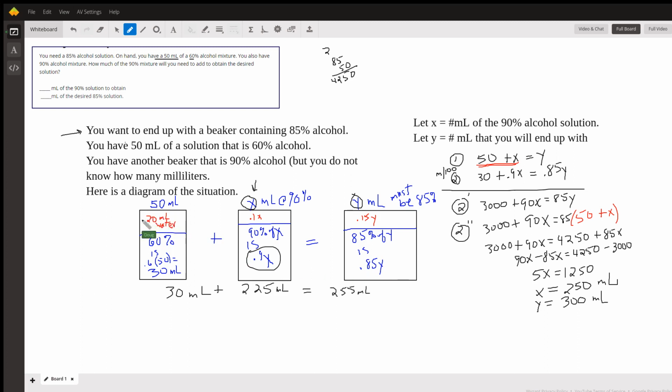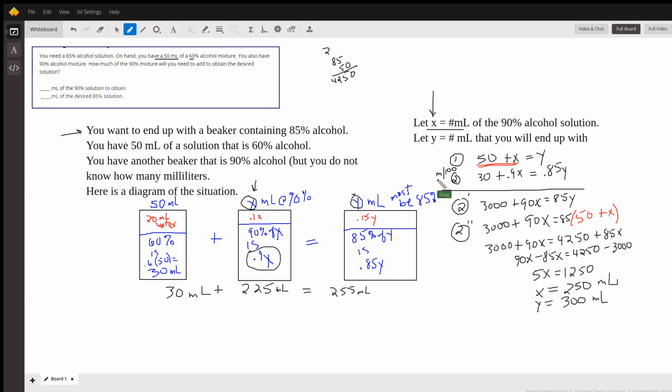Now in red, I have mentioned how many milliliters of water we would have, which is just, if there's 30 milliliters here, there's 20 here in water. If there's 0.9X here, there's 0.1X water, and there's 0.85Y, there's 0.15Y of water. Okay, now we need two equations and two unknowns. So we've let X equal the number of milliliters of the 90% solution, Y the number of milliliters that we will end up with, and we have two unknowns, X and Y, so we need two equations.